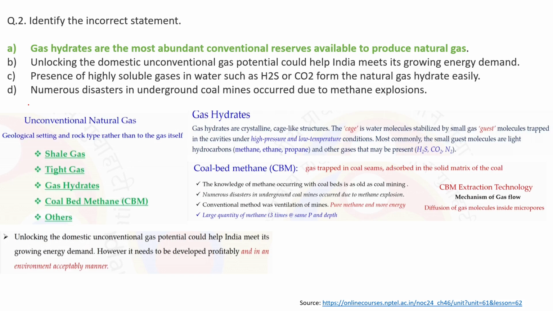Let's discuss all of these statements, and from that we will be able to understand which of them is correct or incorrect. The first statement is about gas hydrate. Gas hydrates are crystalline cage-like structures. The cage is water molecules stabilized by small gas molecules, known as guest molecules, trapped in the cavities under high pressure and low temperature conditions. Most commonly, the small gas molecules are light hydrocarbons and other gases that may be present, that is H2S, CO2 and N2.